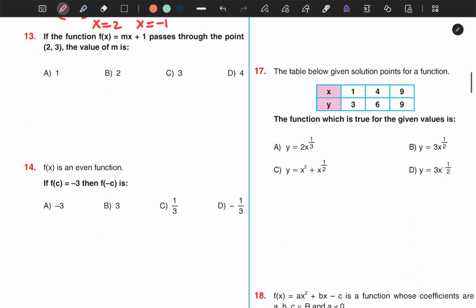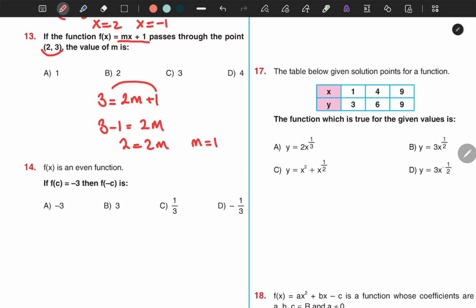Next example, if the function f of x equal to mx plus b passes through the point, find the value of m. You see, this is easy. They give me the point, they give me the function. I have to replace, let me do it. In x 2, in y 3. 3 is equal to, what is the x? 2. 2m plus 1. Move other side. M is equal to what? 1. Why? By simplification.